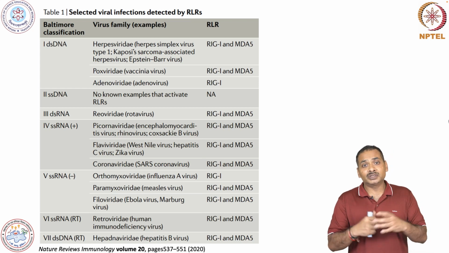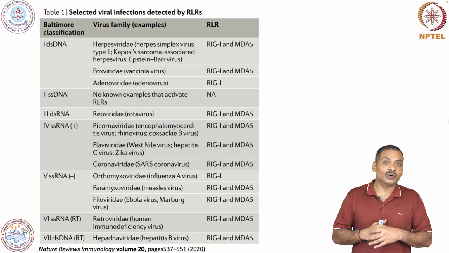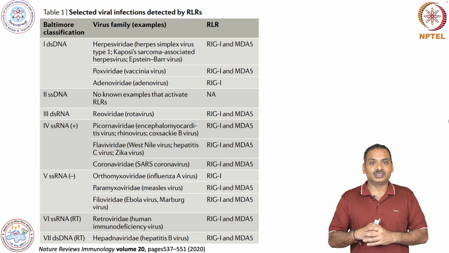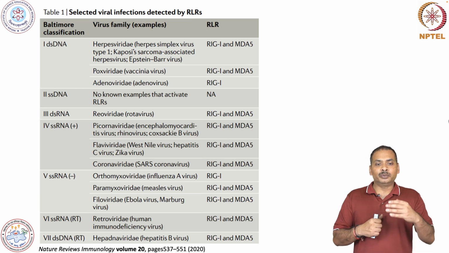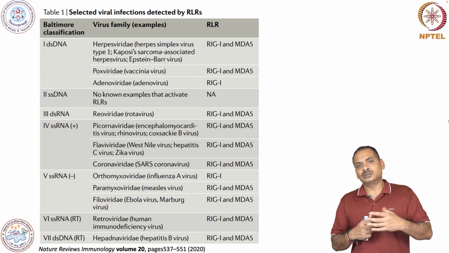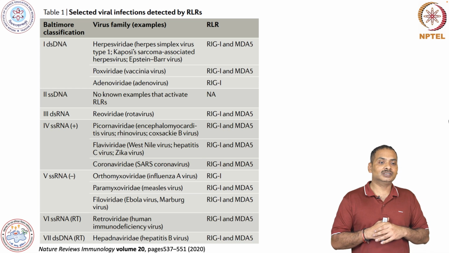Filoviridae family member, which consists of again a very dangerous virus, that is Ebola virus. You probably know that Ebola causes massive hemorrhage, and people die in a very short duration. So Ebola virus and Marburg are equally fatal. This is also recognized by RIG-I and MDA5.